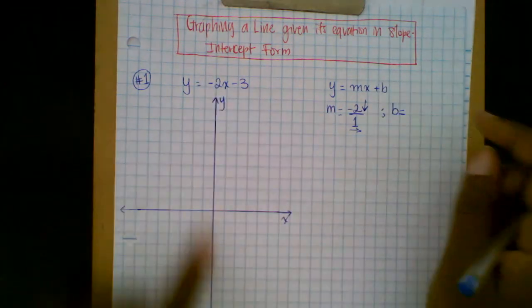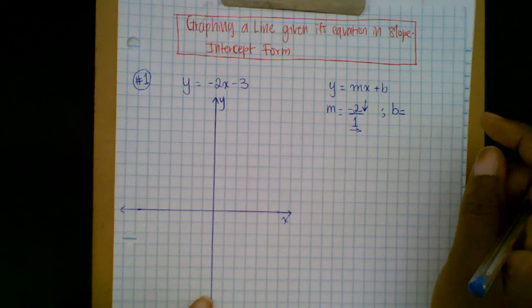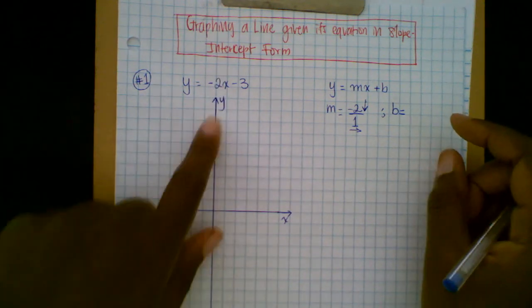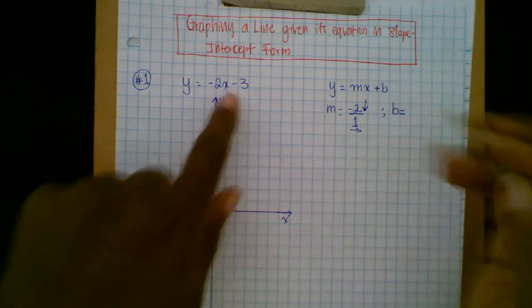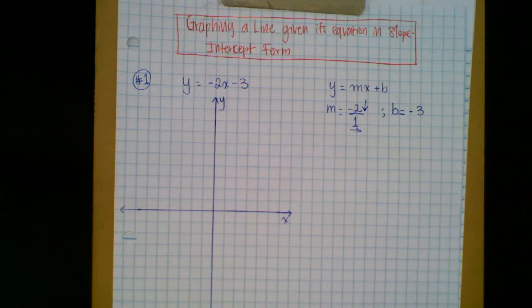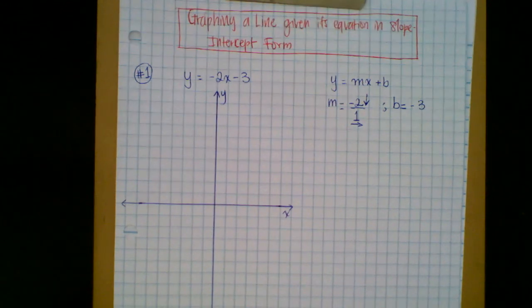So you want to look on the y-axis. The y-intercept is the point where the line crosses the y-axis, and we can see that the line crosses the y-axis at negative 3. Now we have all this information, so now we can build a line. And how do we do this?